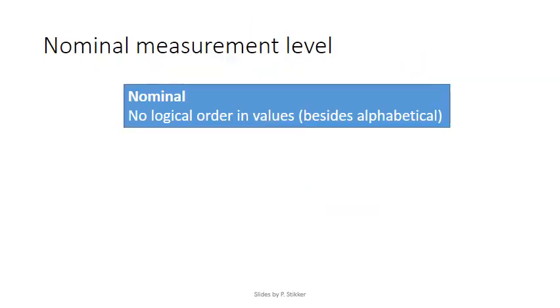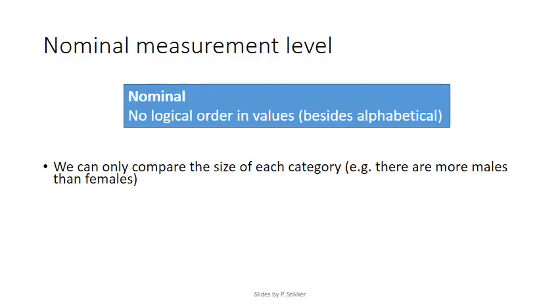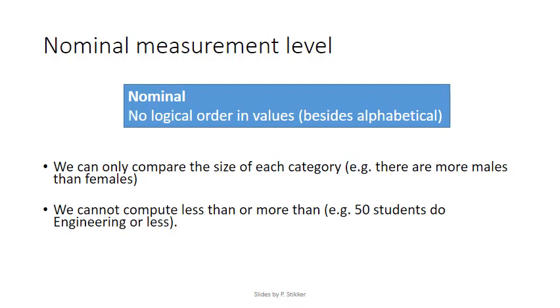A nominal measurement level could be defined as a variable for which the values do not have any logical ordering. This has a few consequences. The first one is that we can actually only compare the size of each category. So we could say there are more males than females. But we couldn't really say anything about less than or more than any of the other values. So for example, we couldn't say anything about 50 students do engineering or less, because what is less than engineering? Although we can have some debate about that, strictly speaking, there's no clear answer to this.